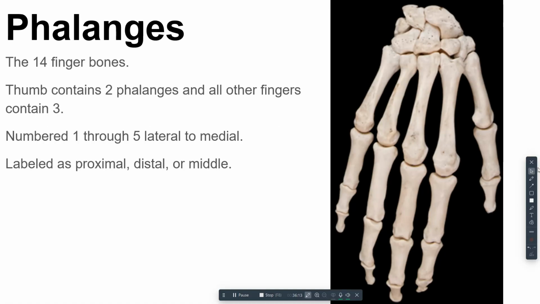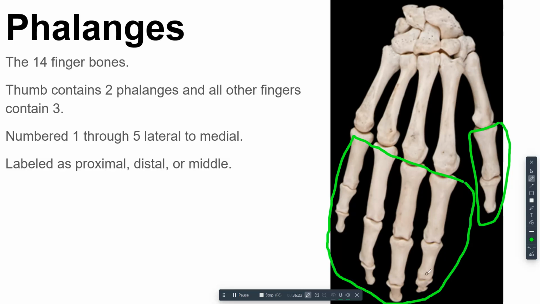Then I got my phalanges. I'm going to have 14 phalanges. My thumb is going to have 2 phalanges. My fingers, the other fingers, are going to have 3 phalanges each. 4 groups of 3 plus a group of 2 gives me a total of 14.